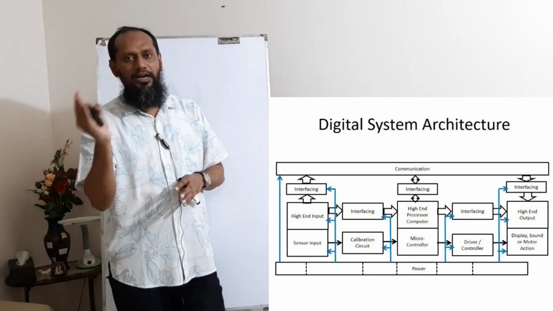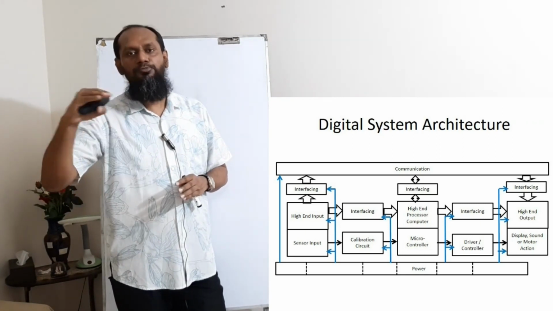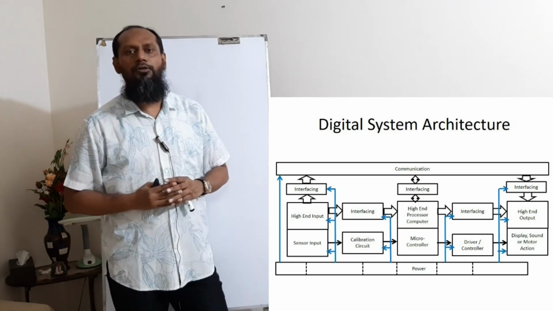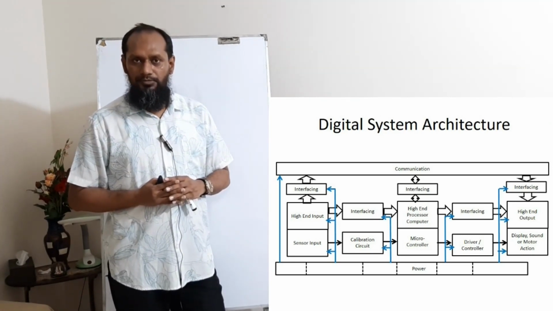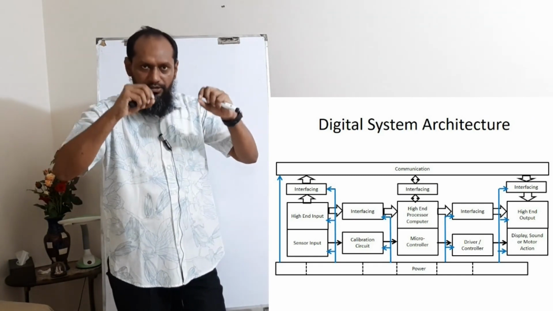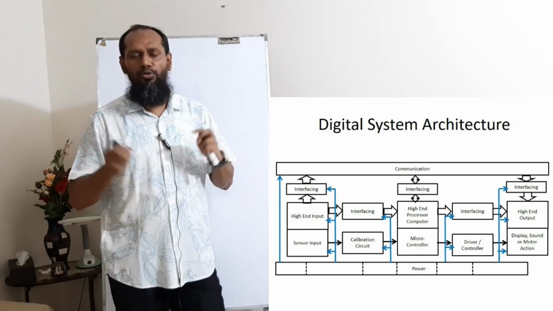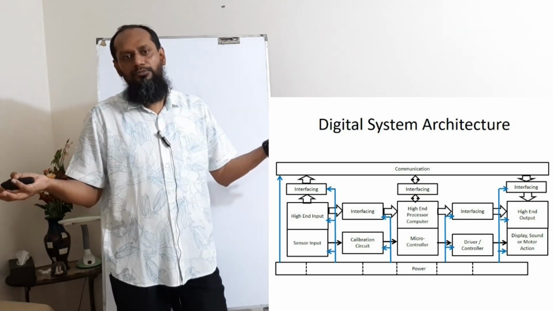And on the right side, in the same way, for a high-level output device, we call it interfacing, and for low level, we call it a controller circuit, a driver circuit. So we just divide into two parts, and at the top we have the communication module. You know, nowadays, as I told you, IoT, communication.